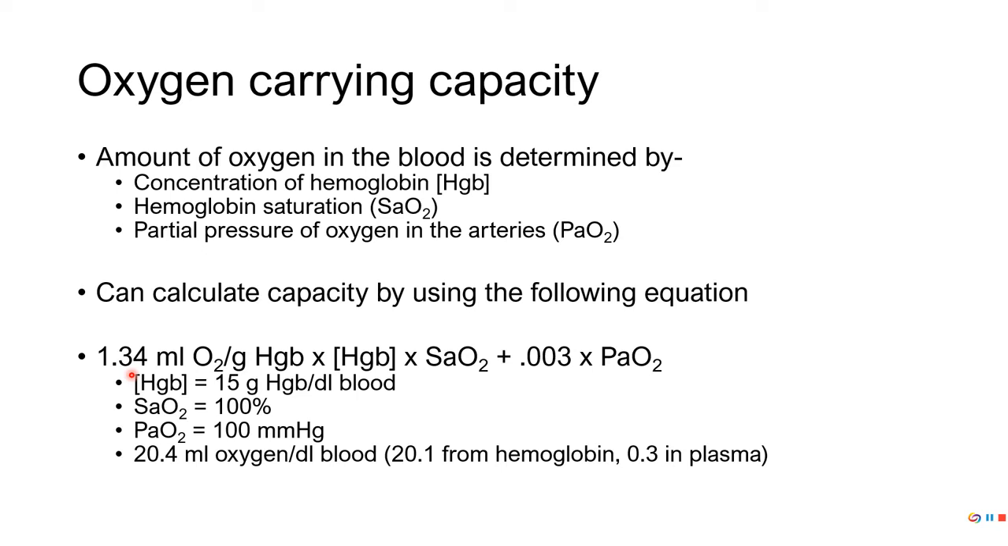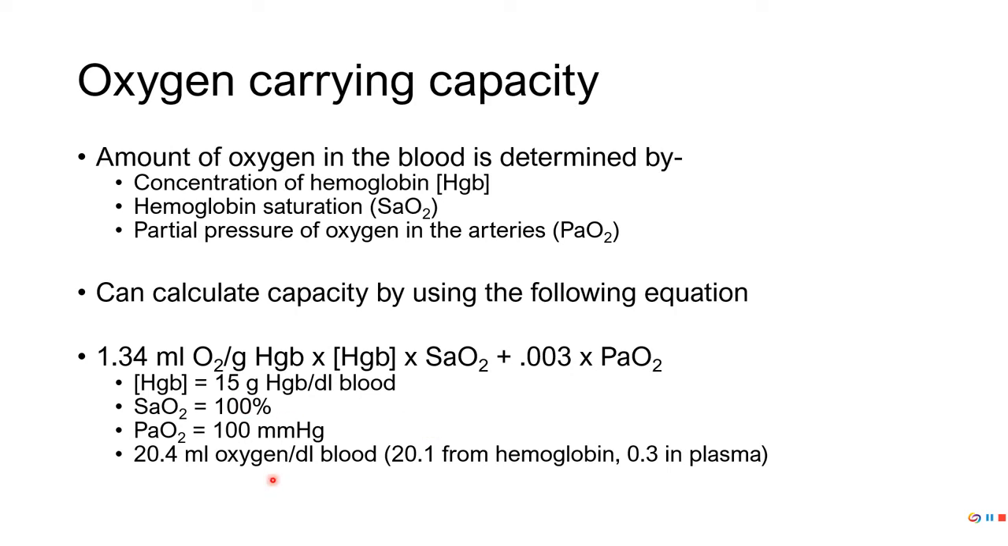Okay, and all that part on the left, that's all accounting for the oxygen that's bound to hemoglobin. And then we've got the right side, which is plus 0.003 times the partial pressure of oxygen. Okay, ultimately, if we're calculating capacity, we just set saturation to 100%.